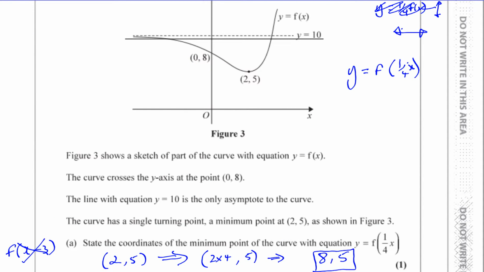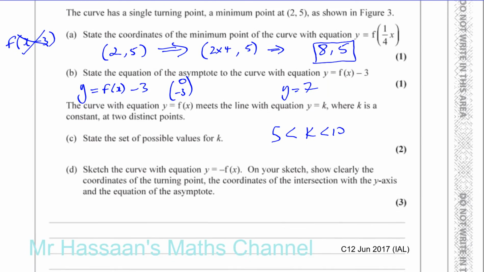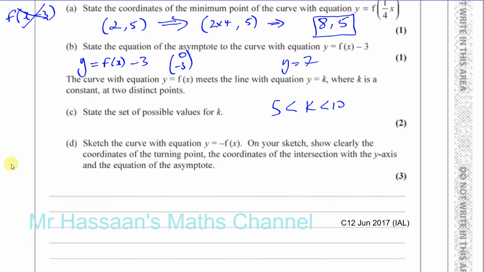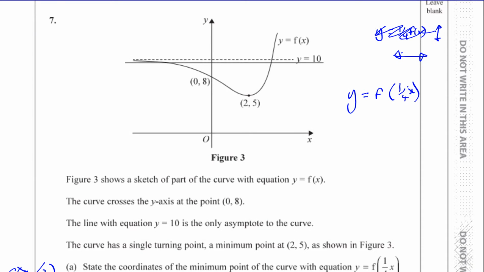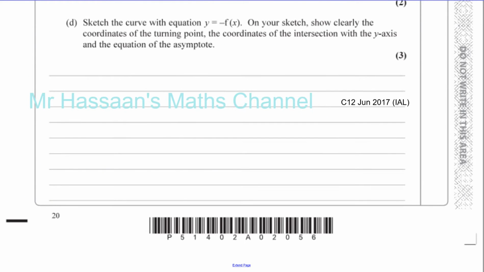Okay, that's part C. And part D says, sketch the curve with the equation y equals minus f of x. On your sketch, show clearly the coordinates of the turning point, the coordinates of the intersection with the y-axis, and the equation of the asymptote. I was going to draw it on the next page, because you're not really supposed to do it here. They normally give you some blank space to do it in. Yeah, I'll do it here.